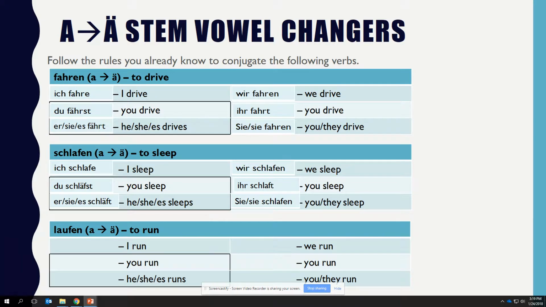For laufen, you should have ich laufe, du läufst, er/sie/es läuft, wir laufen, ihr lauft, sie and Sie laufen. That is the end of the stem vowel changing video.